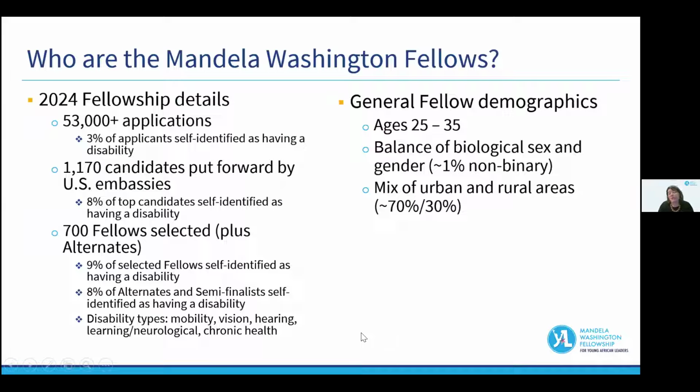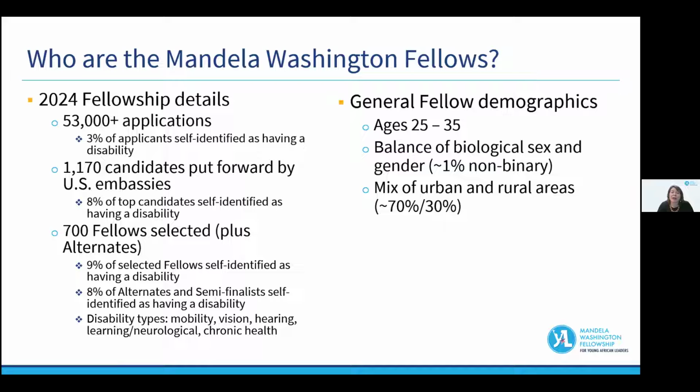So just to give you a sense of who the fellows are, it is a very large program. For the 2024 fellowship, we had just over 53,000 applications. And of those, about 3% of our applicants self-identified as having a disability. I will say they are not required to disclose if they have a disability. So we do know anecdotally that there are usually a few more, but 3% was the number this year.